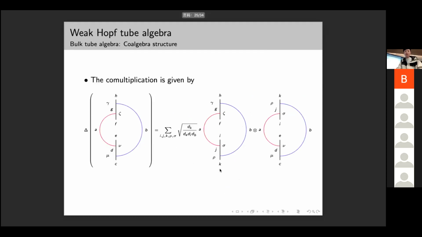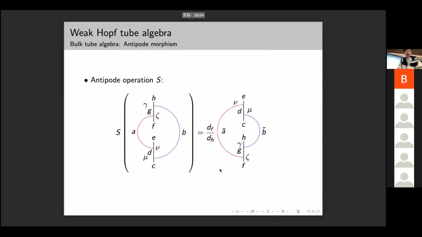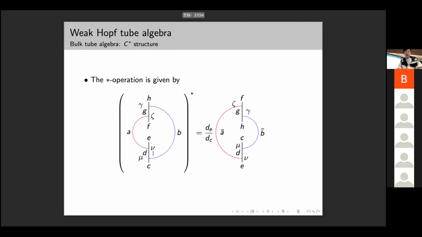And this is inspired by Kitaev and Kong's original work for boundary theory. And we can also provide the antipode operation in the following way. We can just drag the lower part into the top part, and we take some moves, and we can define it in the following way. And there is also a star operation.